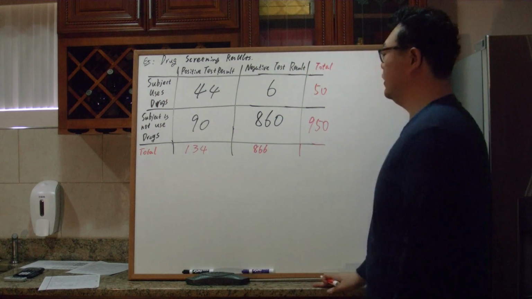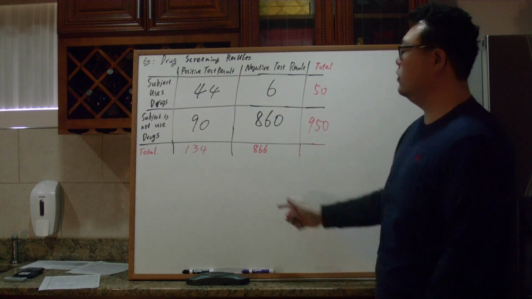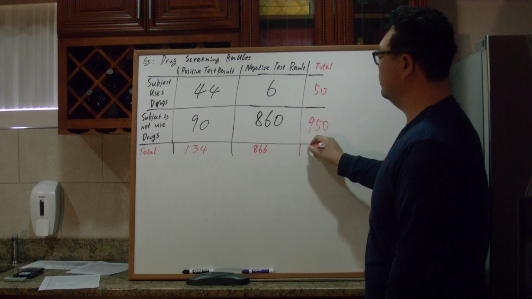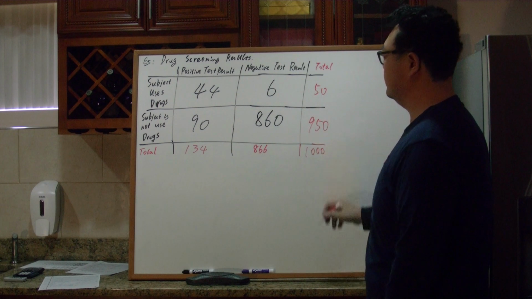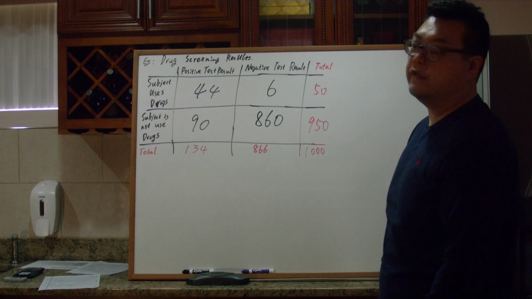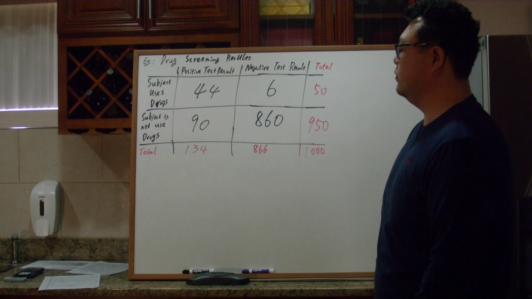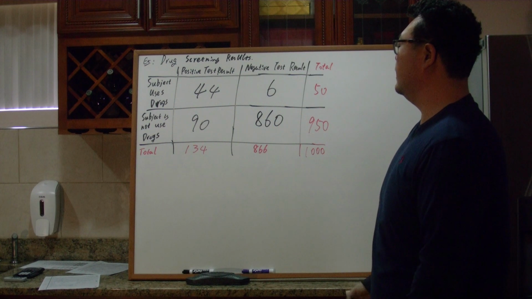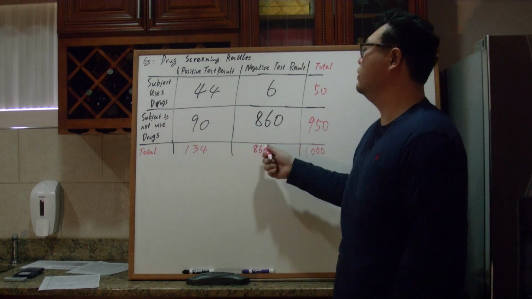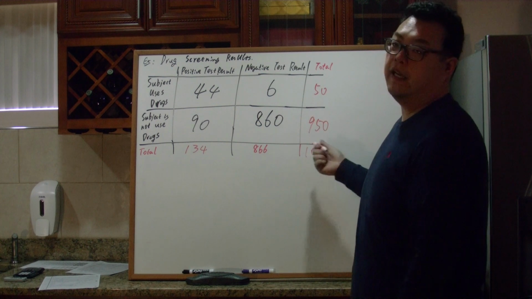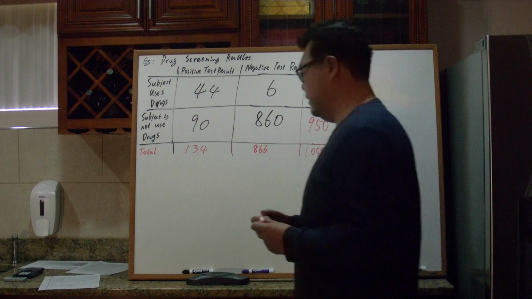And the overall total will be the same column total or row total, that is 1000. So you find the total of the two-way table. We need to be careful that the column total and the row total at the end add up to the same number.